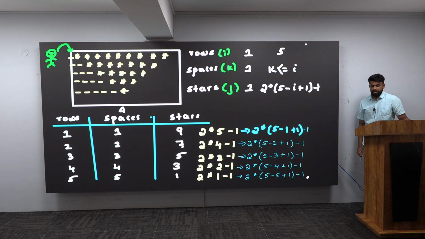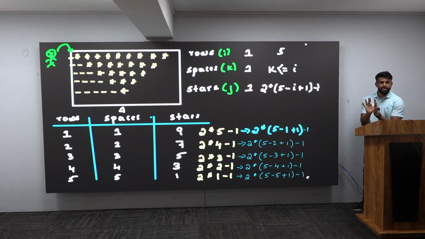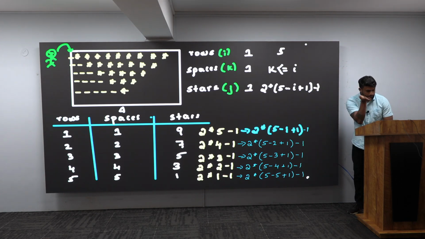Some students will be thinking, sir, how are you getting to know I should do it like this only? It is pure practice. You should also practice. You need not pressurize yourself. You do it, and subconsciously it will come. That's the beauty of programming. Programming is pure practice. That's it. Sensing this much? Very good.